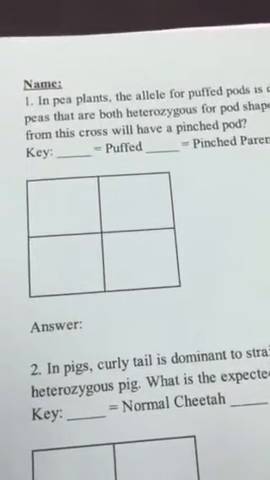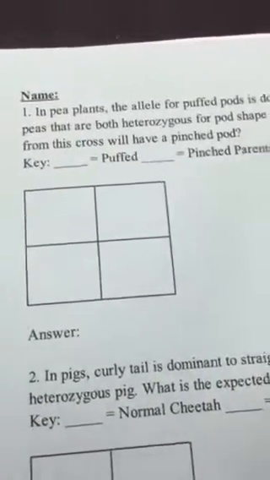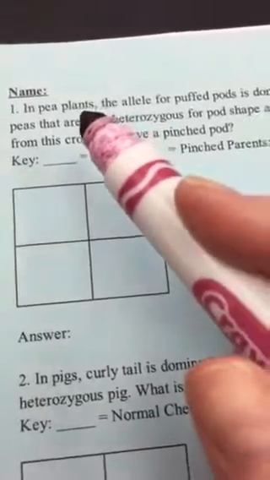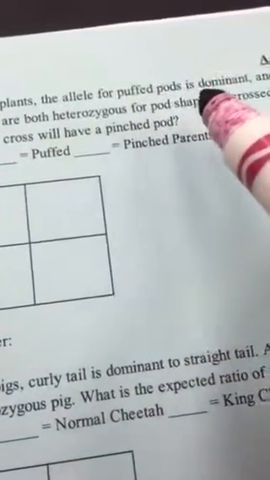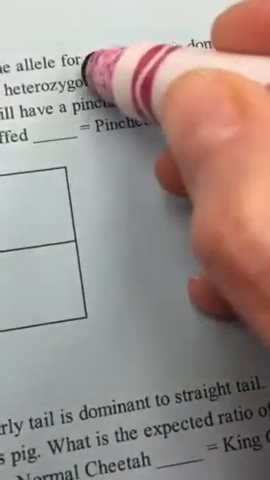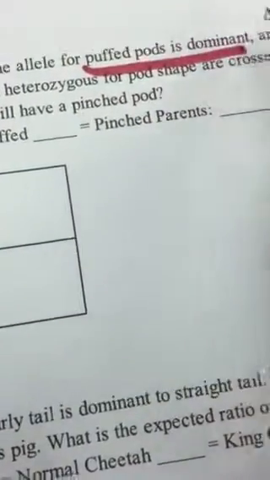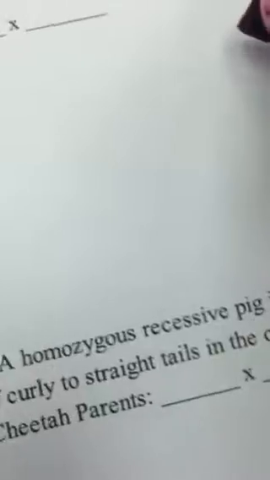Let's take a look at this Punnett Square practice problem. So let's take a look. In pea plants, the allele for puffed pods is dominant. That part is important, so we need to underline that. Puffed pods is dominant. I also like to write that down over here.